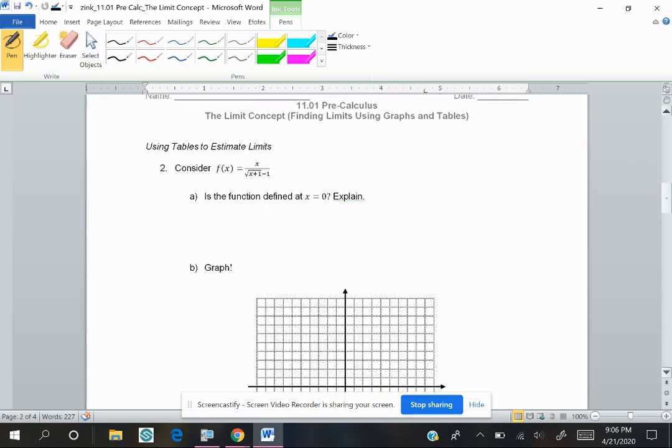Okay, so now we're going to review graphing and also look at a table and use our calculator to figure that out. So it says, consider f of x equals x over the square root of x plus 1 minus 1. Is the function defined at x equals 0?